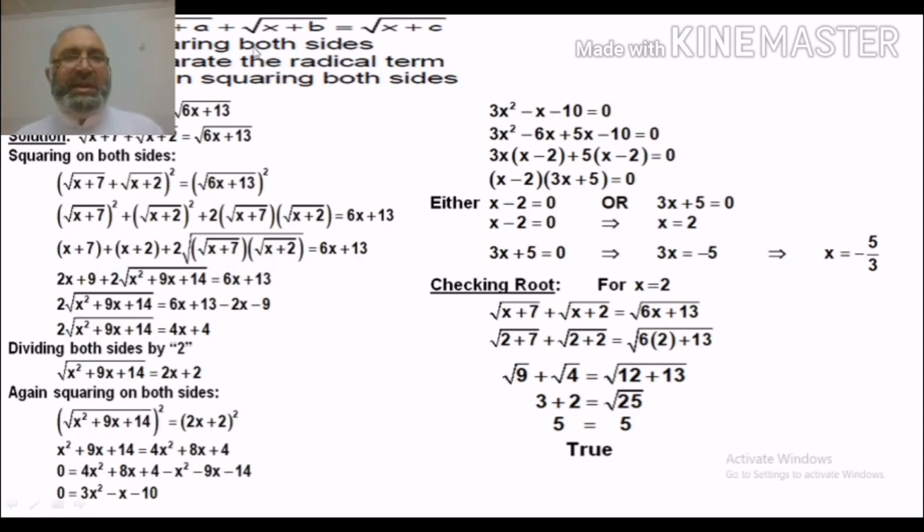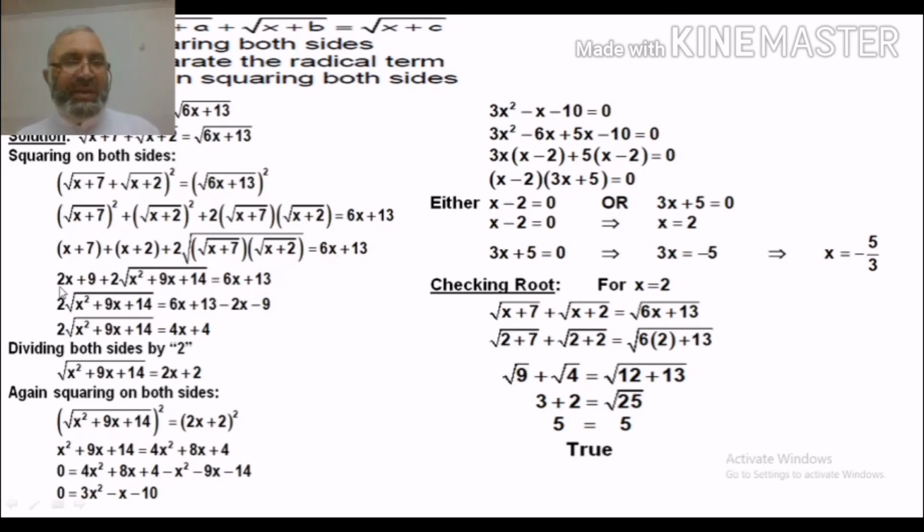Now the second step, separate the radical terms. Meaning leave the radical term on the right or on the left. So it is already on the left hand side. Transfer these linear terms to the right hand side and separate this term. So by adding these two, x plus x is 2x, 7 plus 2 is 9, plus 2 into under the radical sign (x plus 7)(x plus 2). So multiplying these two factors, we get x square plus 9x plus 14 is equal to, on the right, 6x plus 13.